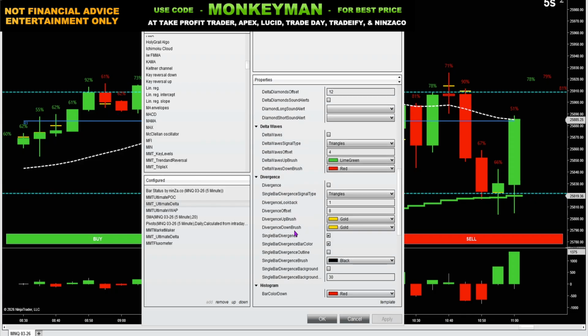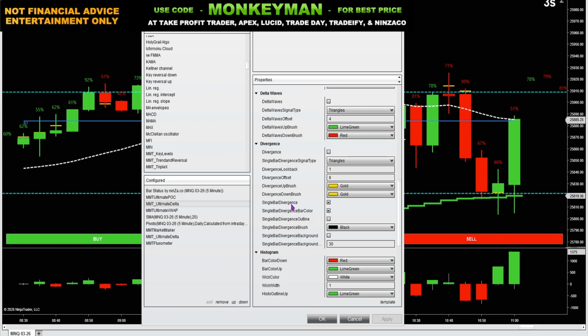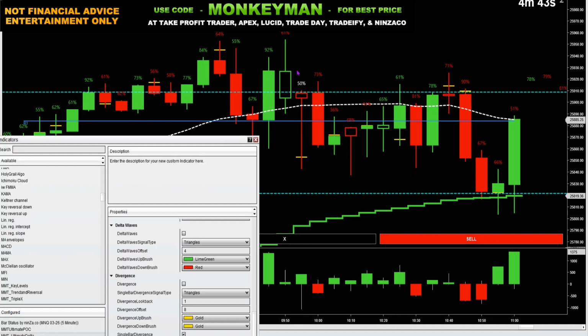Then the only other feature that I'm using is single bar divergence. And it's just painting the inside of the bar. It's not painting the outline. It's painting the inside black if there is single bar divergence. So on this candle, there was single bar divergence. So even though the candle closed down, the delta was positive. So there's single bar divergence right there.